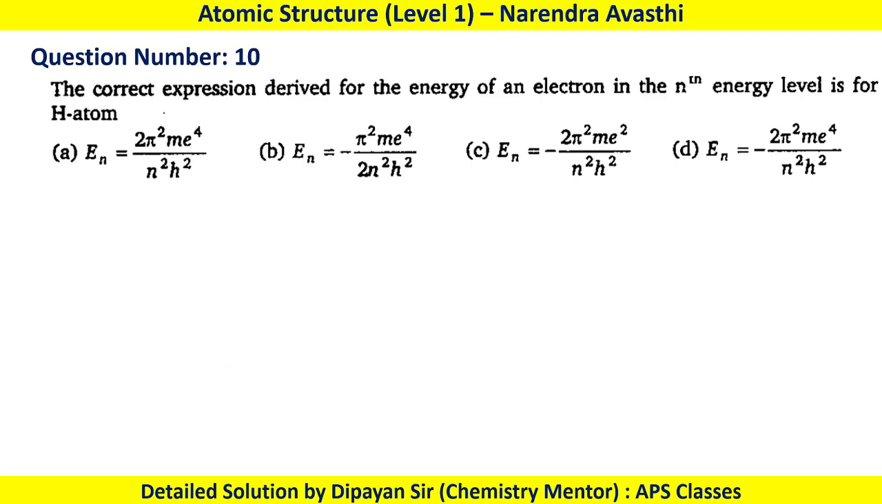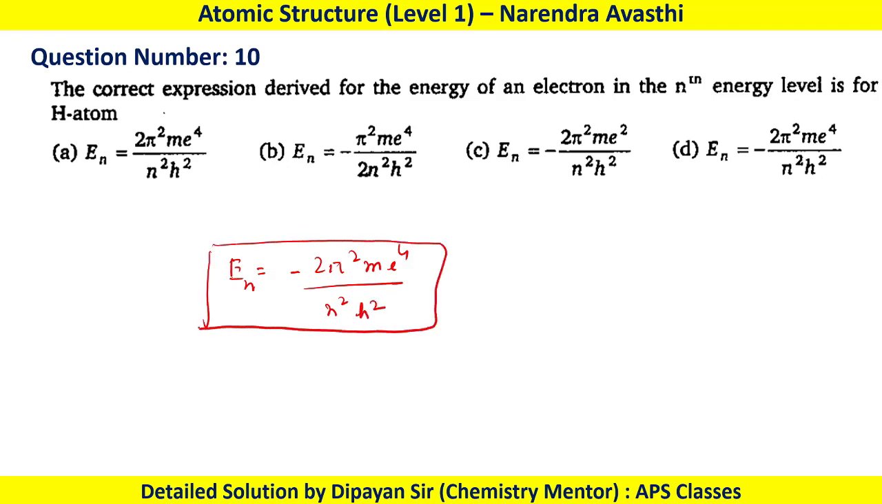In question number 10, the correct expression derived for the energy of the electron in the nth energy level for hydrogen atom is En equals minus 2 pi square m e to the power 4 by n square h square for hydrogen atom. That's why for question number 10, option D will be the correct option.